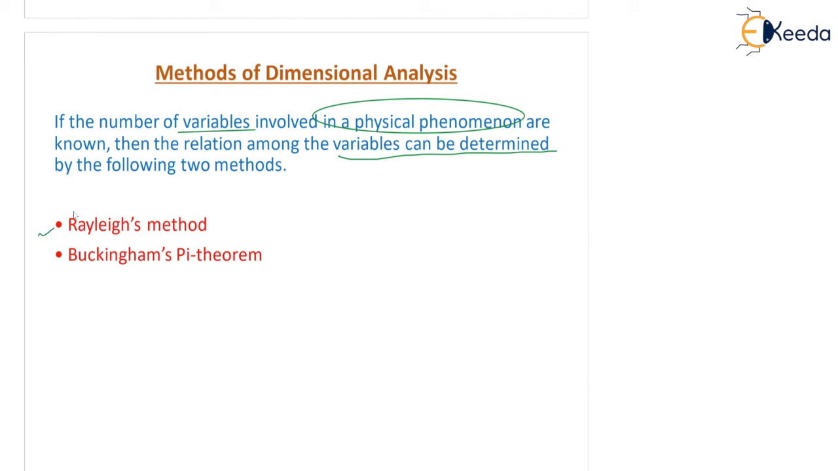One is Rayleigh's method, and the second one is Buckingham's Pi theorem. So here the important thing is the variables. If you know the number of variables involved in any physical phenomenon, then there is an existing relationship among those variables, and that relationship can be determined by the following two methods: Rayleigh's method and Buckingham's Pi theorem. We are going to see these two methods in detail in the next slide.